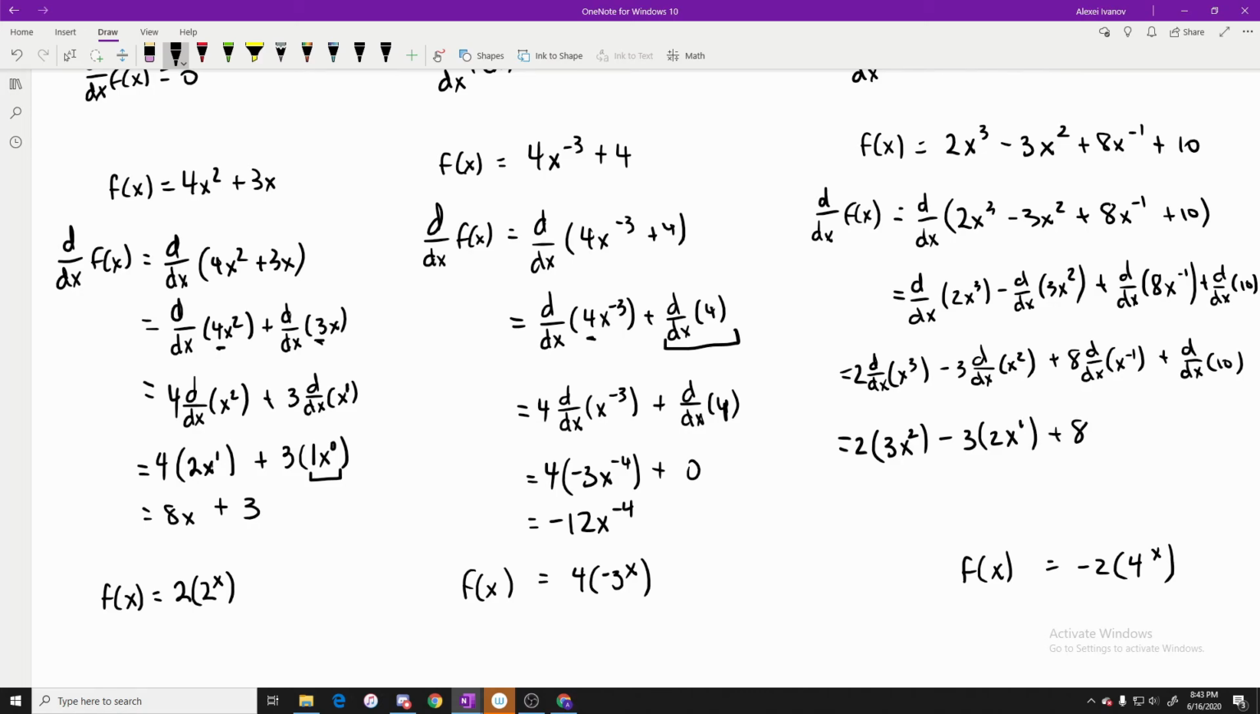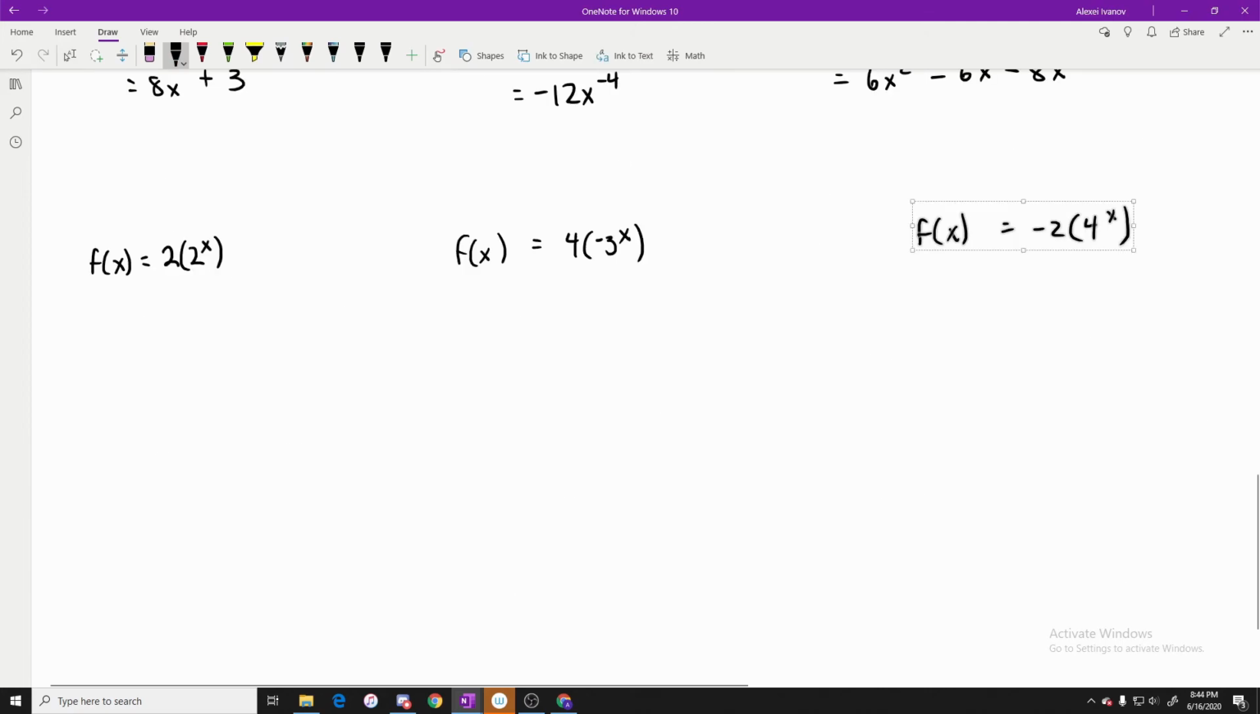Then we go on to 8, d over dx of x to the power of minus 1. So we're going to get minus 1 times x, and minus 1 will give us minus 2. And lastly, we know that the derivative of a constant will be 0. So once we simplify this, we're going to get 6x squared minus 6x to the power of 1. So we don't need to write anything there. And then we'll get minus 8x to the minus 2.